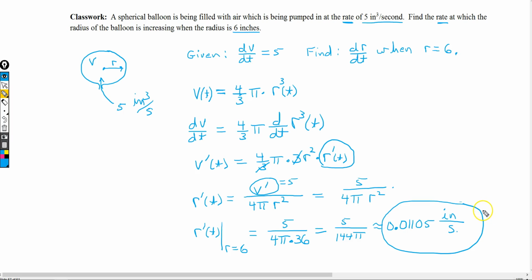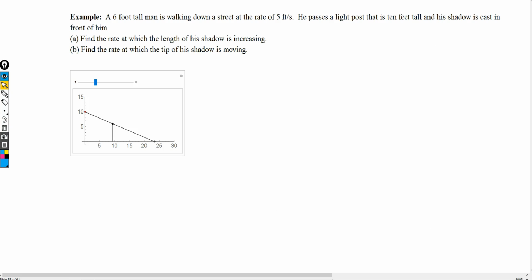All right, let's take a look at another problem. In this example, we have a 6-foot-tall man walking down the street at the rate of 5 feet per second. He passes a light post that is 10 feet tall, and his shadow is cast in front of him. All right, two parts now. We want to find the rate at which the length of his shadow is increasing. And then part B, find the rate at which the tip of his shadow is moving.